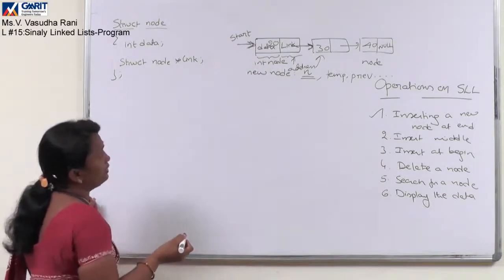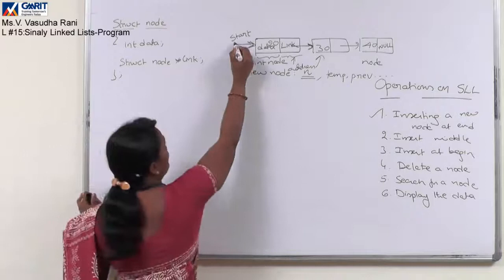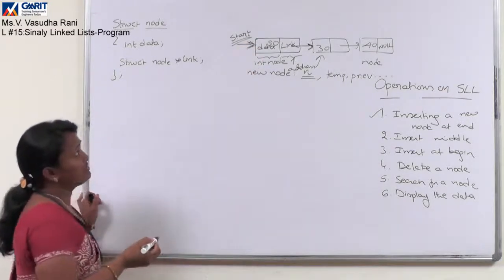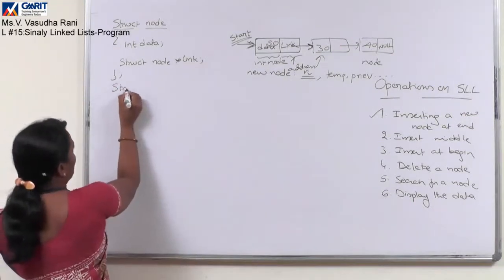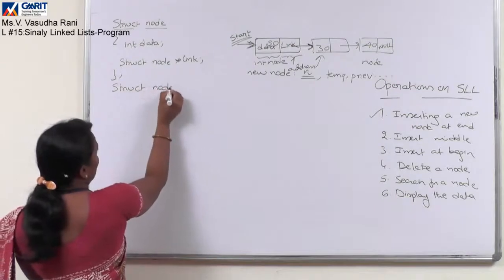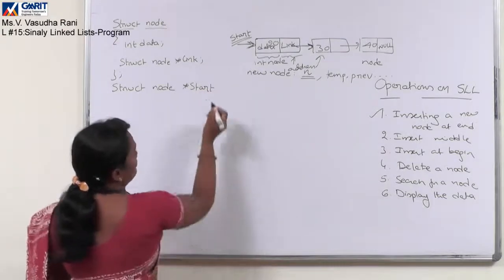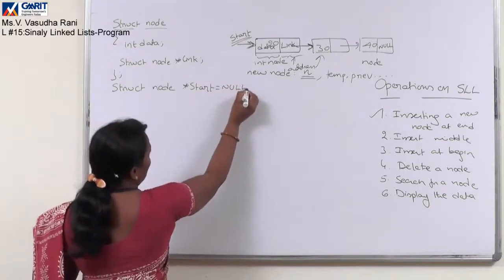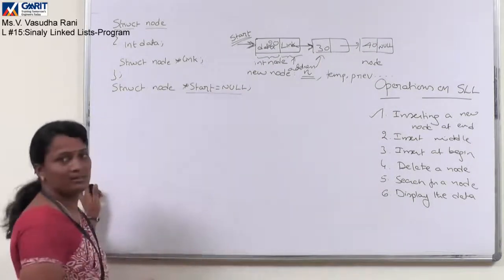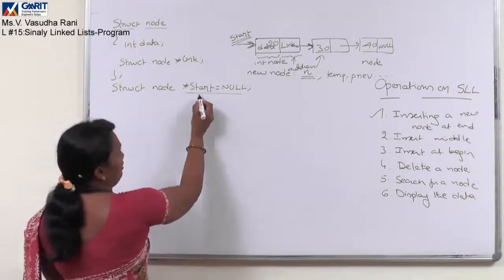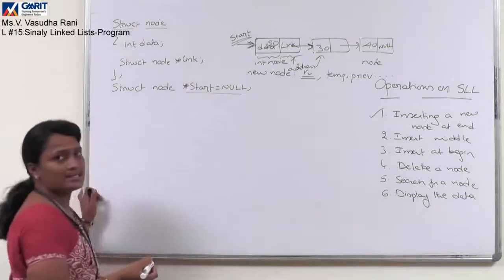Then for the start pointer, initially when there are no nodes in the list, we have to consider the first link is referred to start, which is null. So it can be defined as struct node star start, which should be defined with null, which indicates that there are no nodes in the list. It is the initial situation. And the pointer is defined with start.